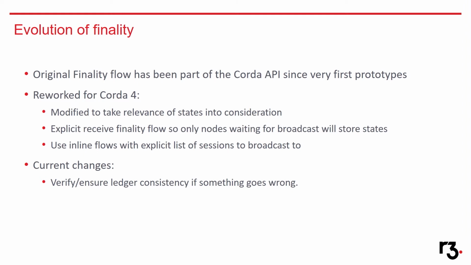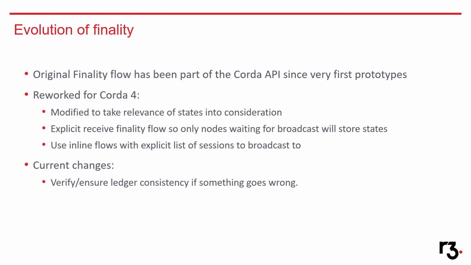Obviously it's been part of the original Corda, the very first prototypes. Originally it was a subflow you would invoke, and we'd have a finality service on each node that would receive the transactions. For Corda 4, this has been changed slightly so that not all the states will be recorded, only states that are relevant to a party that basically needs to store it. And we also introduced an explicit receive finality flow that you would call on your counterparties. So only counterparties that are part of a transaction in a Corda app and are actually expecting to receive states would receive them. Everyone else would not even look out for them.